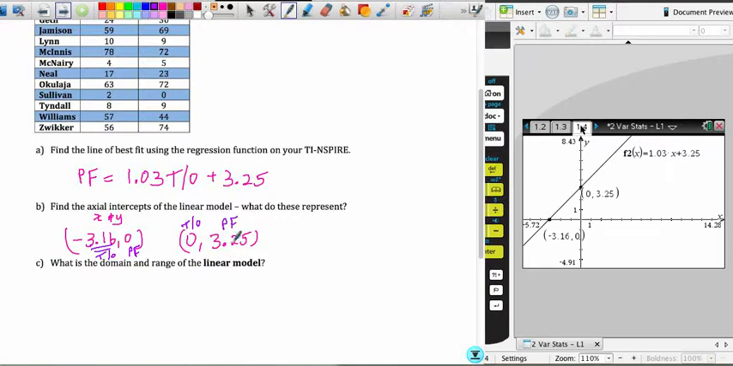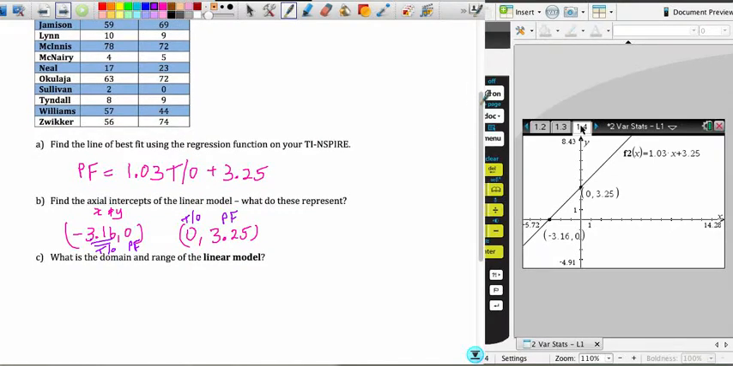This is another one of the limitations of a model, is that its answers might be fractions, where in reality we can only deal in integer values. So 1, 2, 3, 4, 5 personal fouls, not 3 1/4 personal fouls. But it does highlight the fact that it's possible to commit a personal foul without a turnover as well. Okay, and so we've interpreted those, the domain and the range of our model.